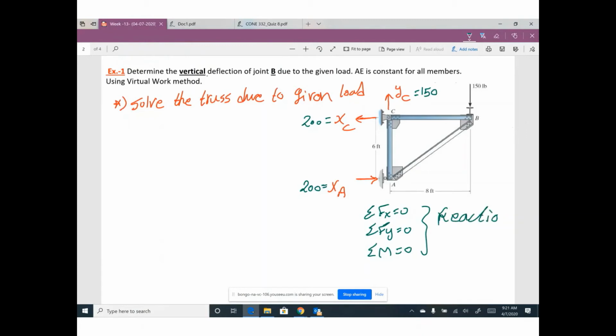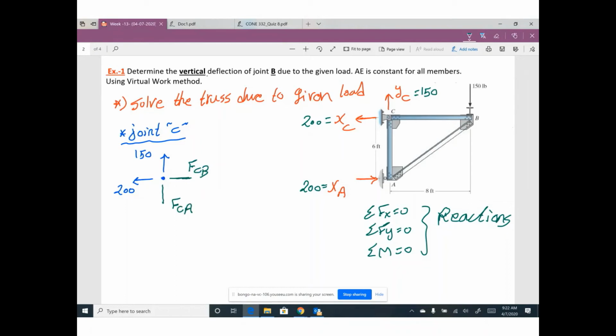So I need first to figure out the reactions for this truss. Why do you need to figure out the reactions? Because I need to solve this truss. I will remind you how to solve it. Let's start with joint C. At joint C, we have a horizontal reaction 200, a vertical reaction 150, and what else? I have a horizontal member called FCB and a vertical member called FCA.